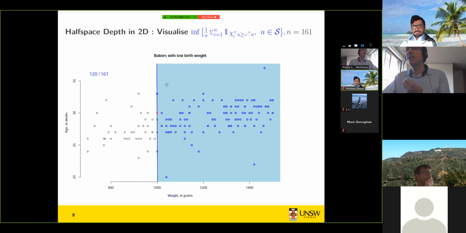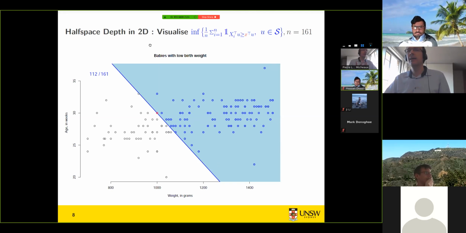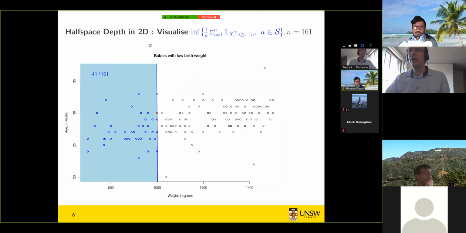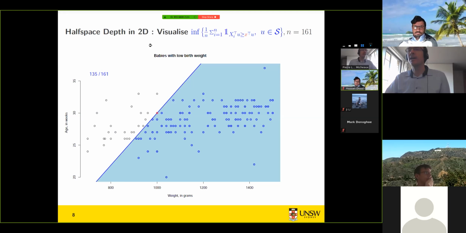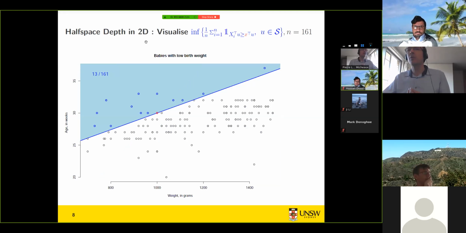And we want to compute the infimum of these proportions for all half spaces that we can consider. So here I consider another half space, and the proportion of points is 112 divided by 161, and so on. Okay, so we consider all half spaces, and the infimum is obtained here. So 13 divided by 161. So this infimum, this proportion, is the depth of our red point with respect to the cloud of points, right? So this is the depth of the point.